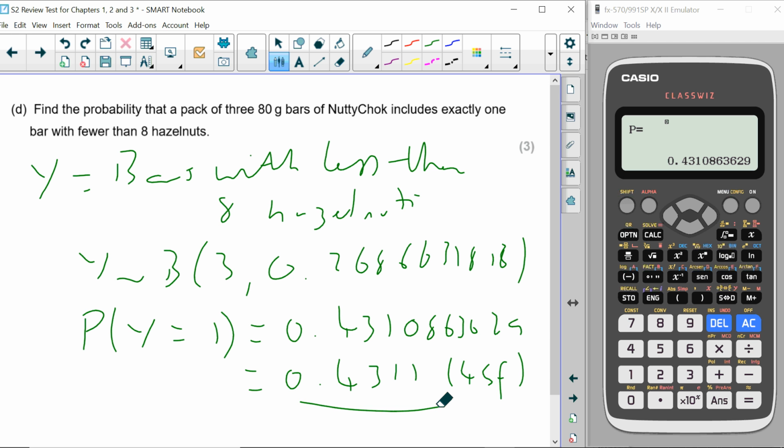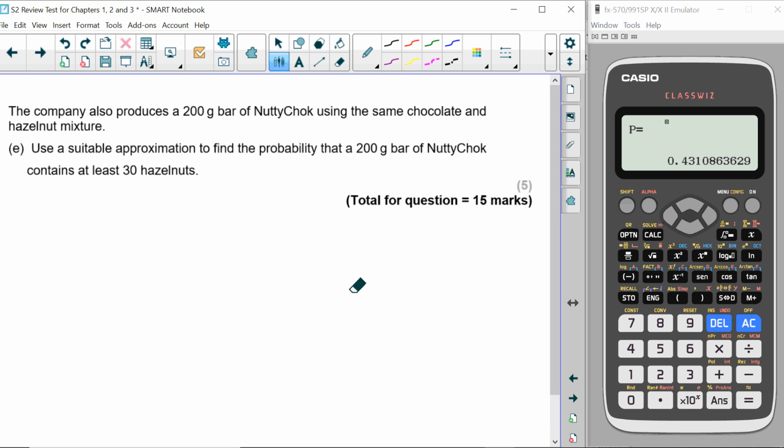Okay, there we go. So that's the probability that we're looking at in this particular one. That's the probability that we're going to have one bar with fewer than 8 hazelnuts out of this criteria. Okay, the last bit. The company also produces a 200-gram bar of nutty choc using the same chocolate and hazelnut mixture. So the fact that it uses the same chocolate and hazelnut mixture means that the mean average of hazelnuts is going to be the same, meaning that we can multiply up our Poissons from earlier.